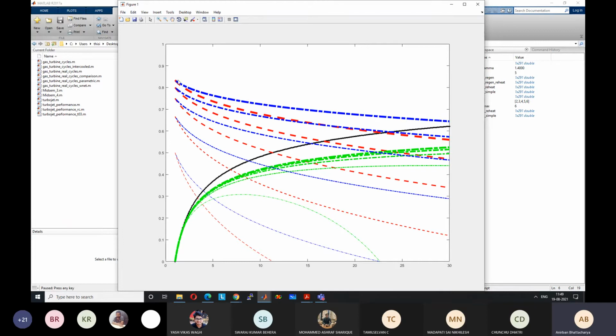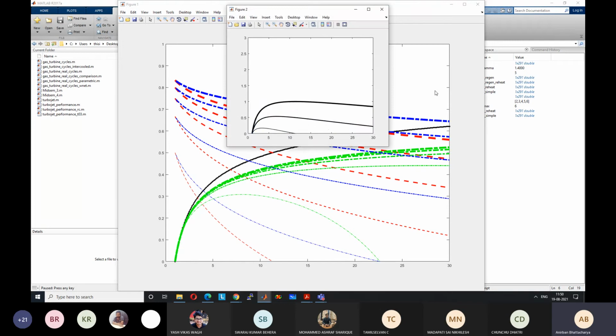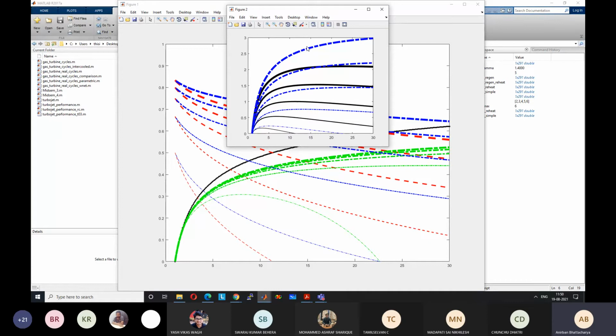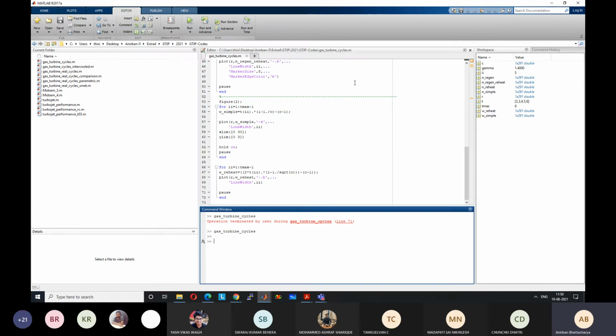Other important thing is that these plots are quite flat. It means that for very high R values also we can have quite high efficiency. Even up to R equal to 30, this line is not crossing the simple Brayton cycle efficiency. So this is quite interesting, and work output plots are same as these blue lines. So there is no difference in work output with regeneration and reheat. It is same as the reheat work output, which is already quite high as compared to the simple Brayton cycle.